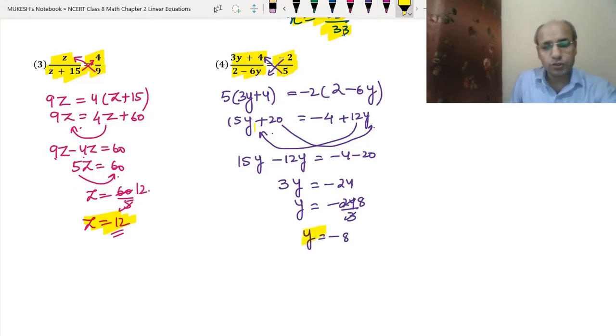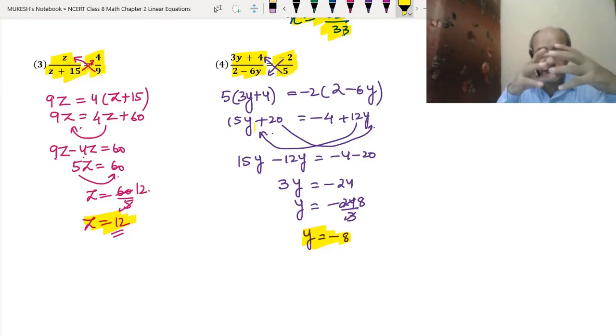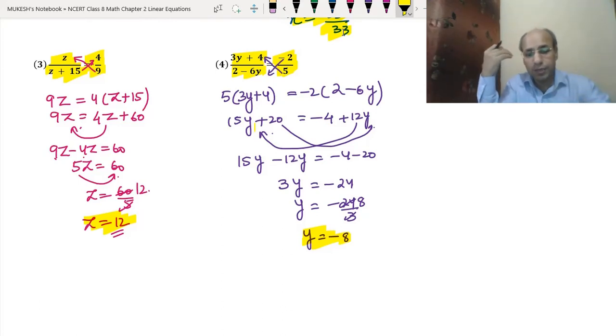I hope you understood this question. Okay. Just by cross multiplying, then opening the bracket and then by transposing it. So we are converting all these equations into the linear form. They were previously in the fractional form. So they all are being converted into the linear form. Okay, I hope you would have understood this question.